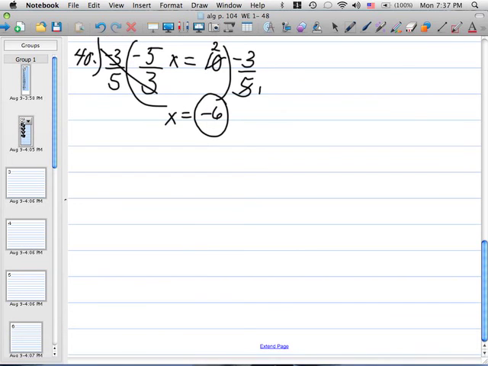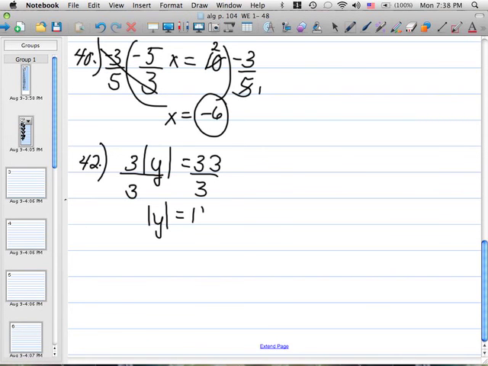And the last set of problems involve absolute value. Remember, absolute value always has to be positive. We have 3 times the absolute value of y equals 33. We want to get the absolute value by itself first, so we divide both sides by 3. Now we have the absolute value of y equals 11. Therefore, we can go to the next line and say that y could equal 11 or negative 11.